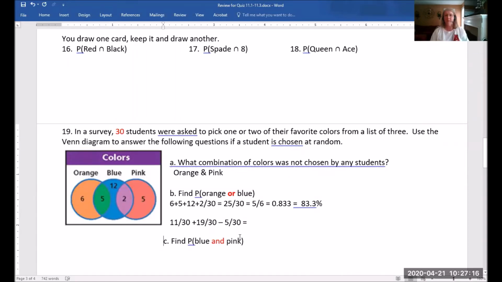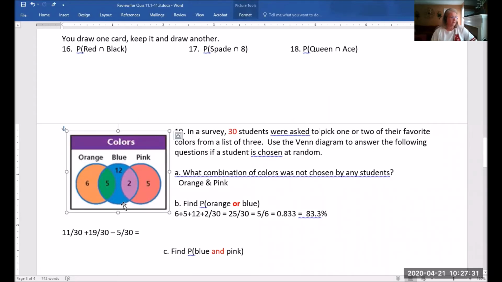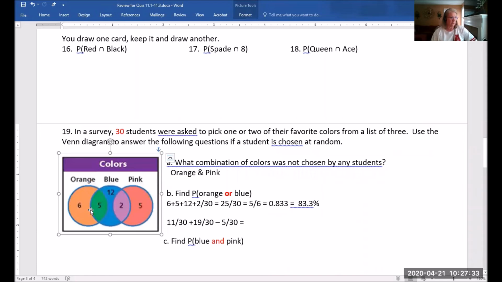So then let's talk about blue and pink. This one to me is even easier because we're not going to multiply anything. We're just looking for the overlap when it's blue and pink. So we literally can just take this number right here. Y'all see this number 2 right here, because we're talking about what's in the blue circle and what's in the pink circle. We can just take the overlap right there and put it over the total. So that's just 2 over 30, right? Which is 1 over 15.